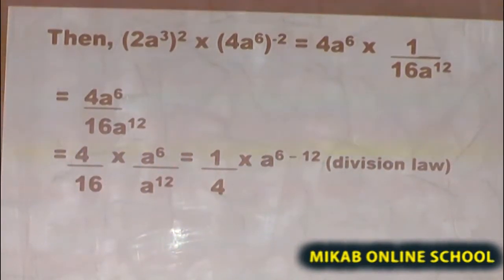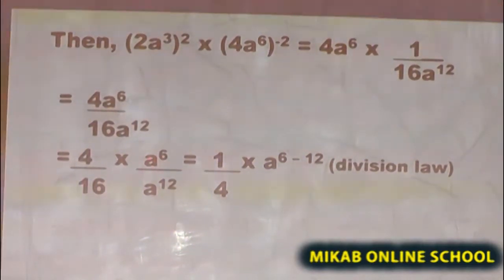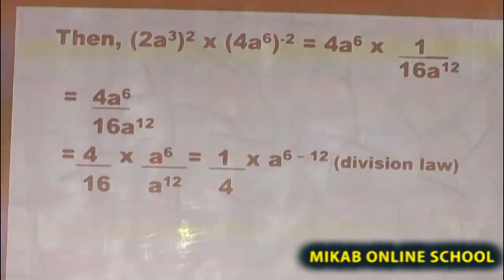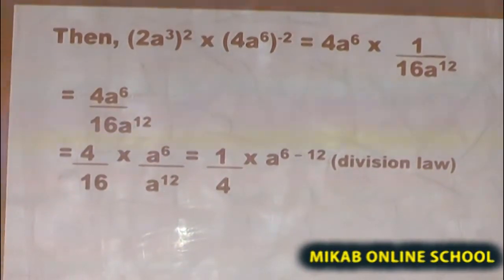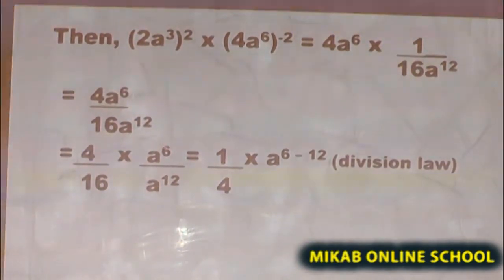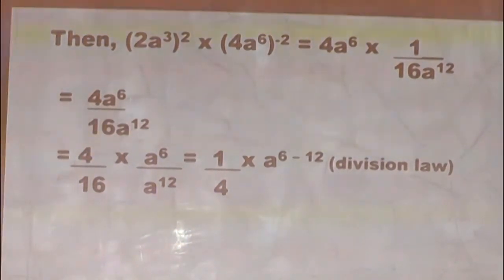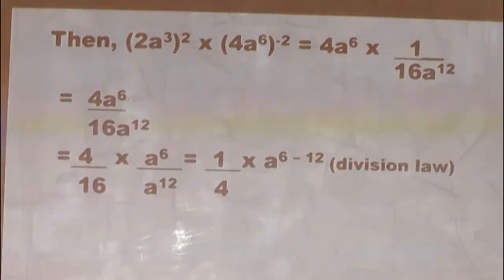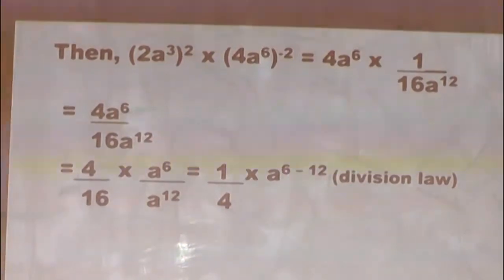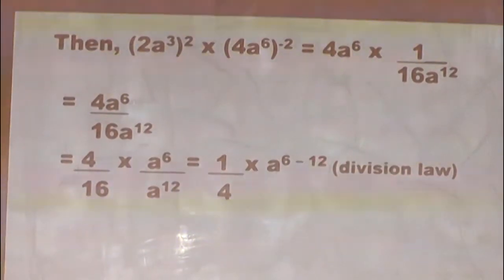And if you apply division law in this case, this a raised to the power of 6 divided by a raised to the power of 12, you are going to pick one out of these two a's. Then you are going to subtract the second part from the first one, which is 12 from 6, not 6 from 12. Because this 6 comes first before this 12. So we are going to have a raised to the power of 6 minus 12.